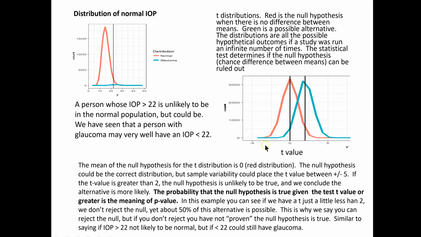So these can be probability density distributions, and the probability that's under here. It's like in our glaucoma case. If you're greater than 22, it's possible that you could be normal, but we're just saying that you're not really likely to be normal because not very many people fall outside of 22. But similarly, if you're less than 22, we're not saying you're normal, because a lot of glaucoma people can be less than 22.